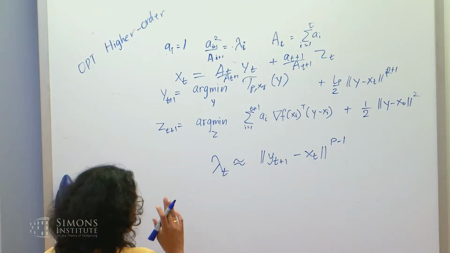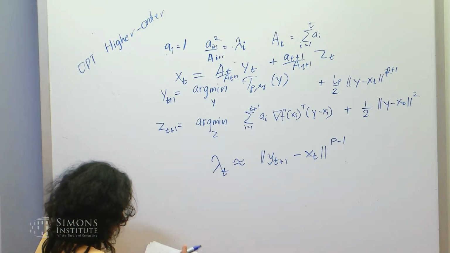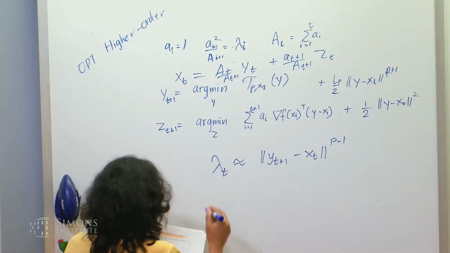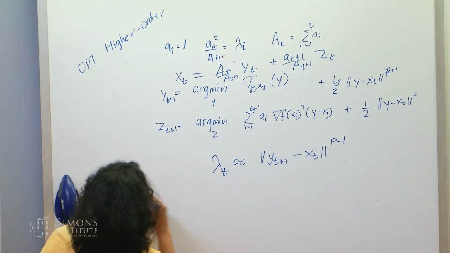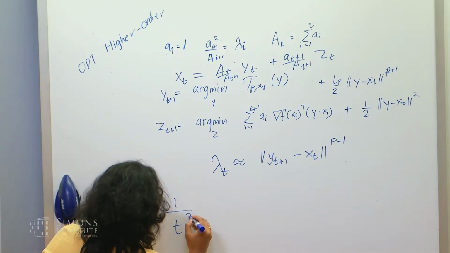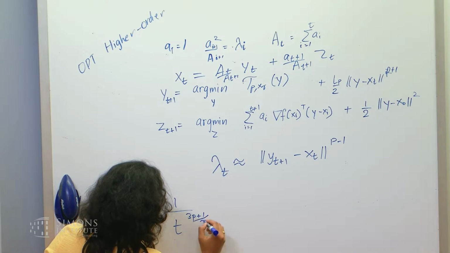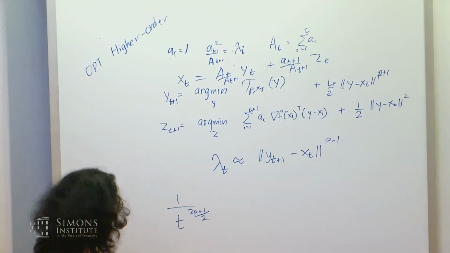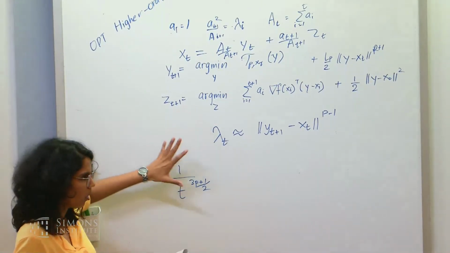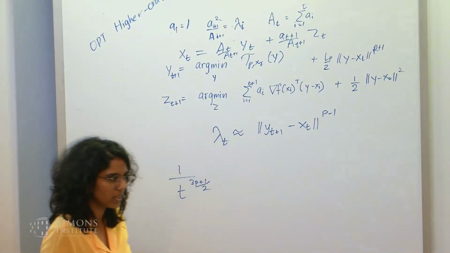Okay, so this algorithm is actually known to give a very good convergence rate. So it should go down as 1 by t to the p plus 1 over 2. And this is known to be optimal. So this is all up to logs, and you can get this convergence rate.